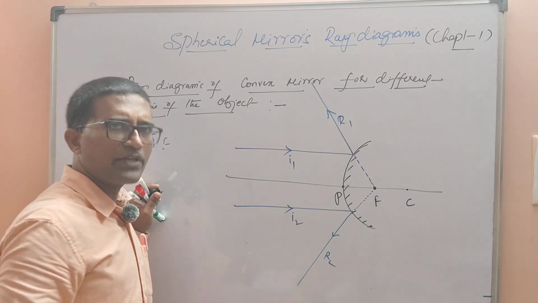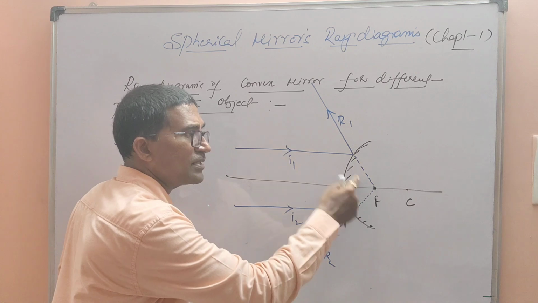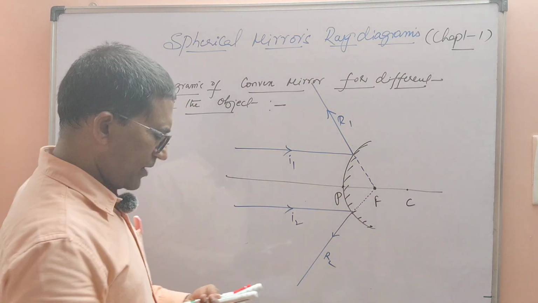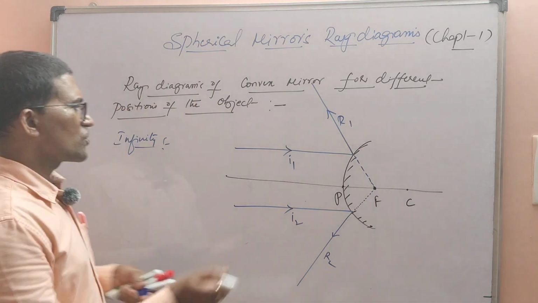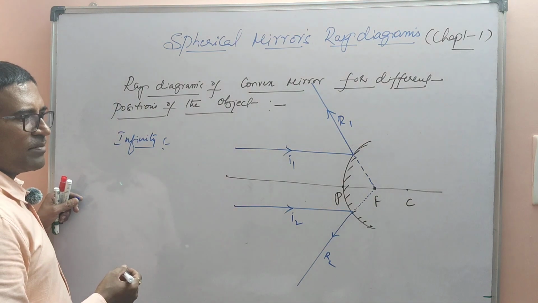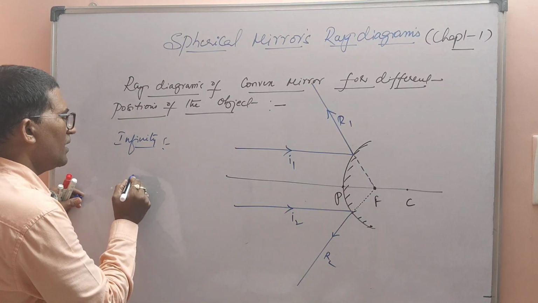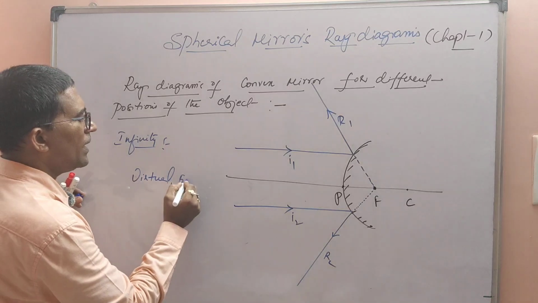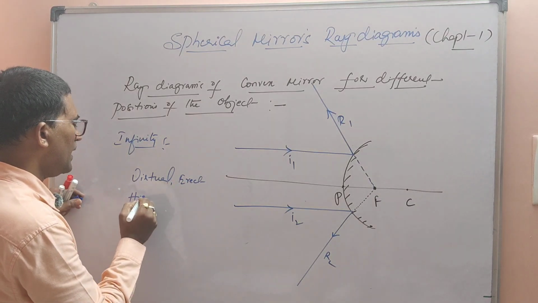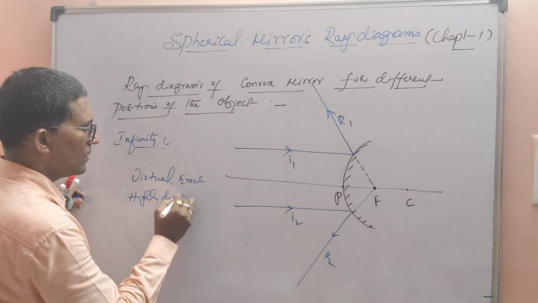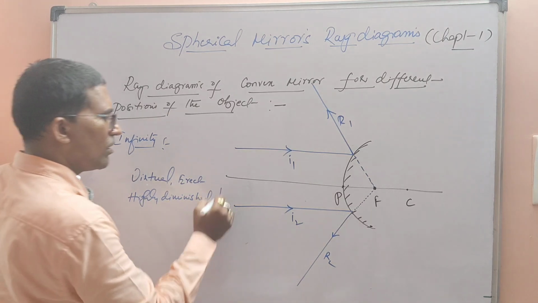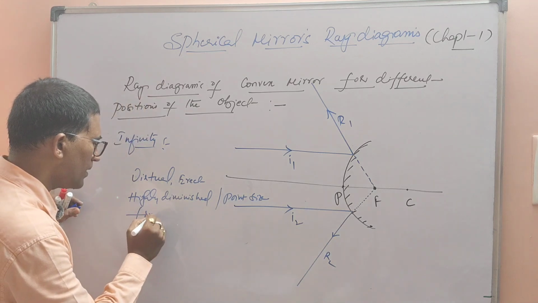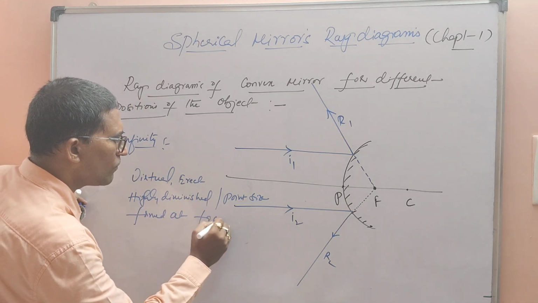In case of the object placed at infinity, the image will be formed at focus, and the image is inside the mirror at the focus. And when the image is inside the mirror, it is a virtual image. You know that because we cannot catch it on the screen. So if I talk about the nature of the image, the image is virtual and erect, highly diminished or point size, formed at the focus.